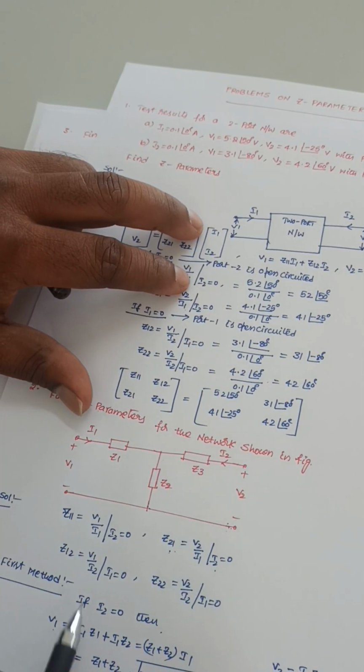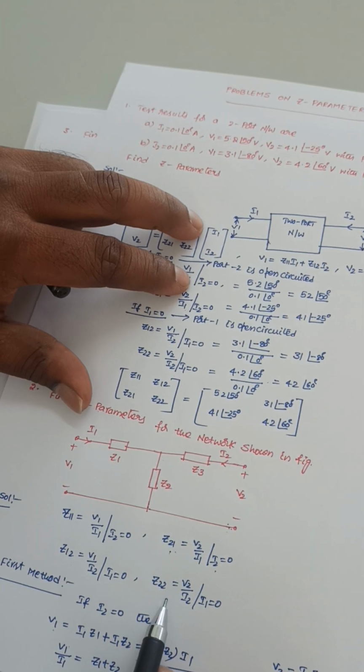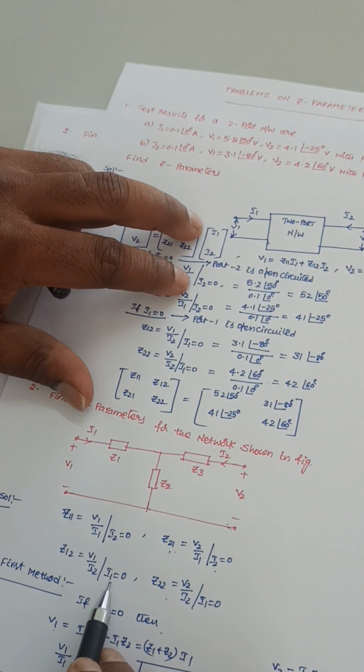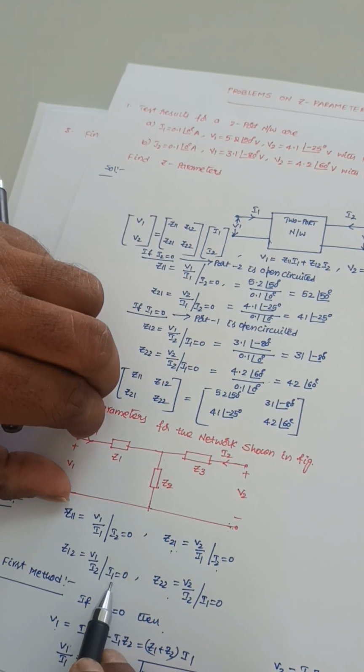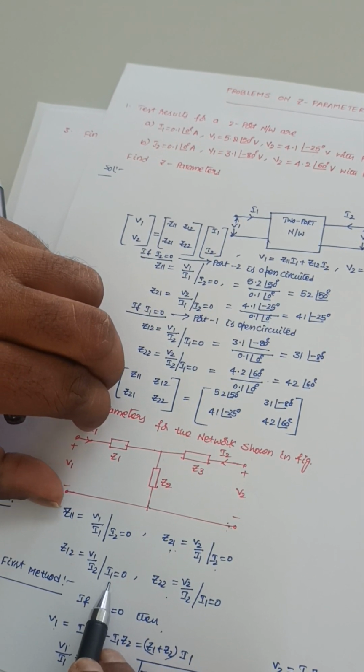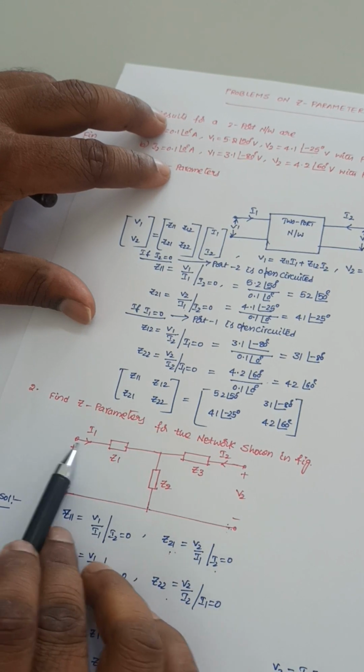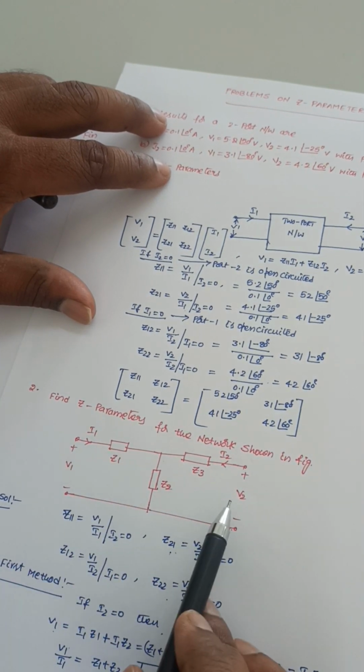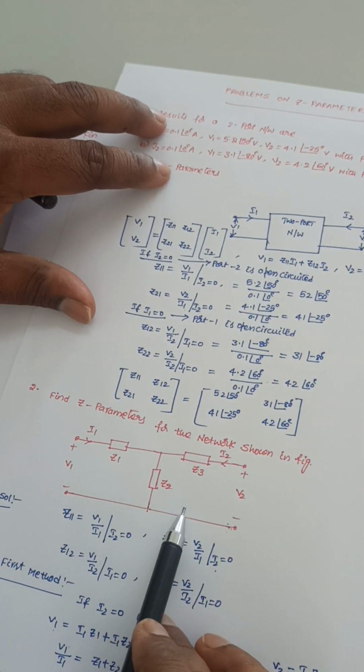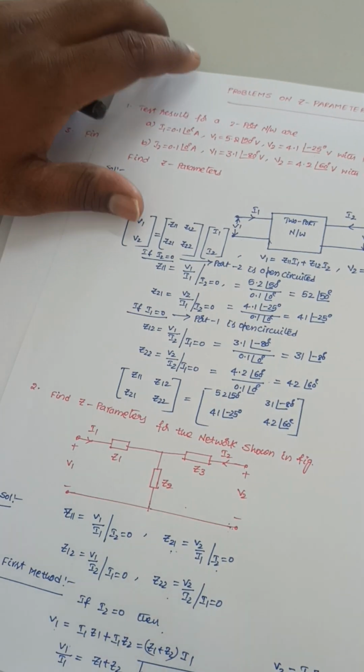Next thing, we need to calculate this Z12 and this Z22. So I am going to put I1 is equal to 0. That means port 1 is open circuited. I make this port 1 open circuited so that no current will flow through this branch. Now let me write the KVL for this loop so that I can find the value of Z12 here.